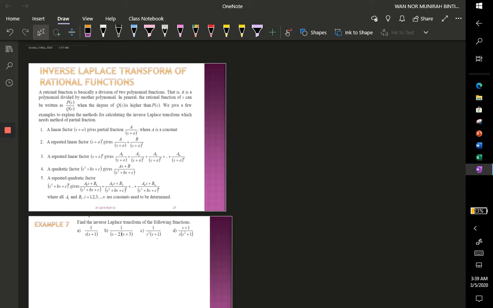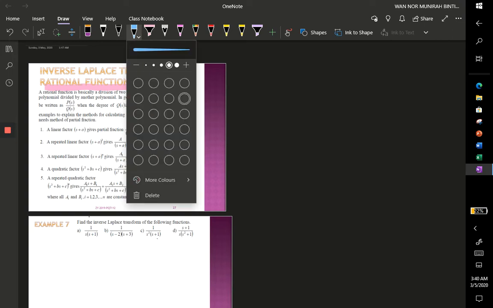When we talk about the rational function, we actually want to say about the partial fraction. Partial fraction is when you have a rational function with a polynomial function at the numerator and the denominator, and the degree of your denominator is greater than the degree of your numerator. So that we try to form the partial fraction, then we find the constants, and then we take the inverse of Laplace transform. That is the idea.